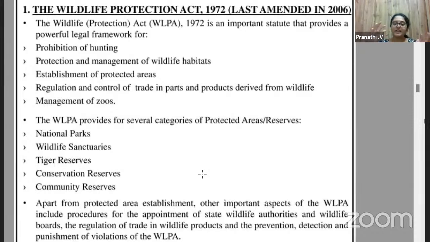In any kind of legislation, whenever you have a protected area or a reserve, they are the national parks, wildlife sanctuaries, tiger reserves, conservation reserves, and community reserves. Apart from this, there are procedures for the state government to appoint certain areas under the wildlife authority and board, which is regulated, and all the products coming from there are subjected to scrutiny, so as to prevent, detect, and punish any violations that happen.